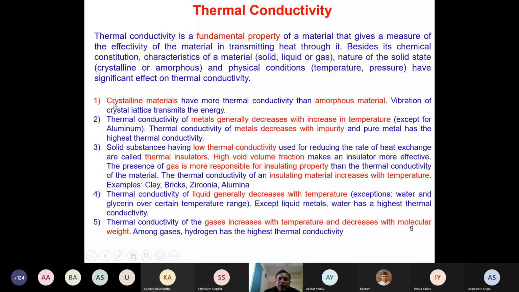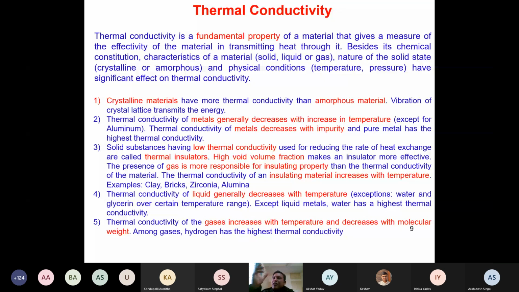In crystalline material, the thermal conductivity is higher compared to amorphous material because the vibration of the crystal lattice transmits the energy. Whenever we have a crystalline structure, that facilitates easier transport of heat energy, and therefore the thermal conductivity of the crystalline material is higher compared to the amorphous material.